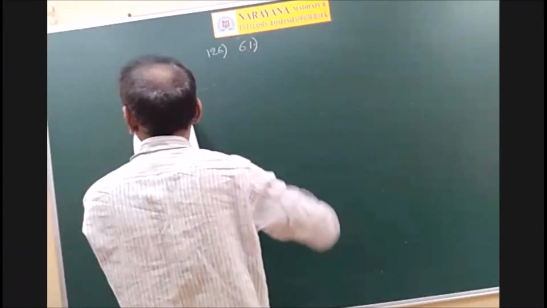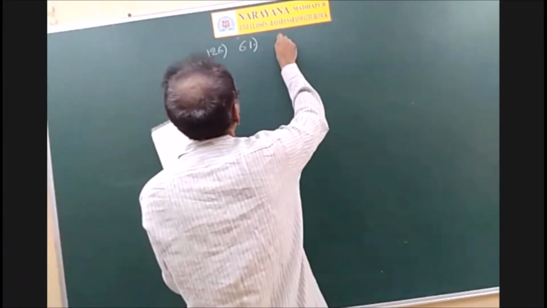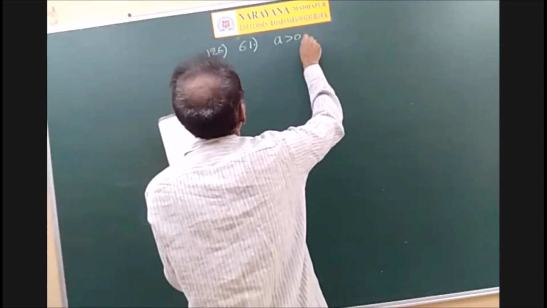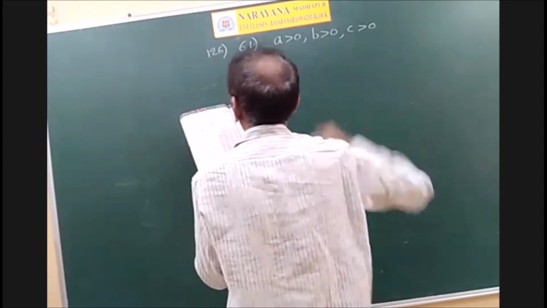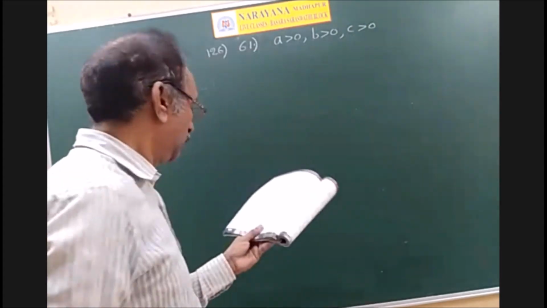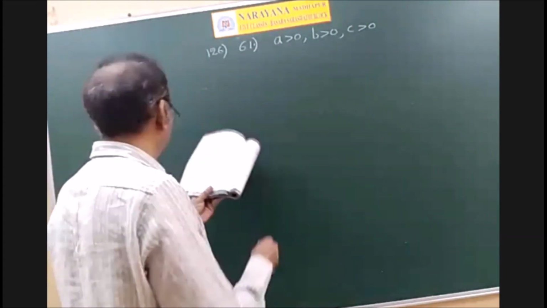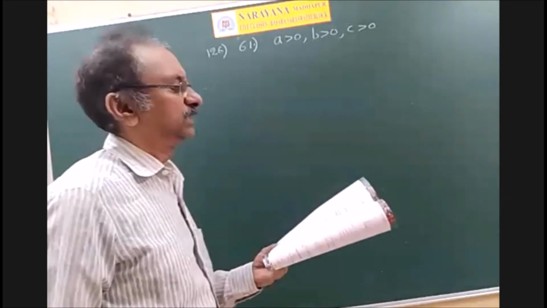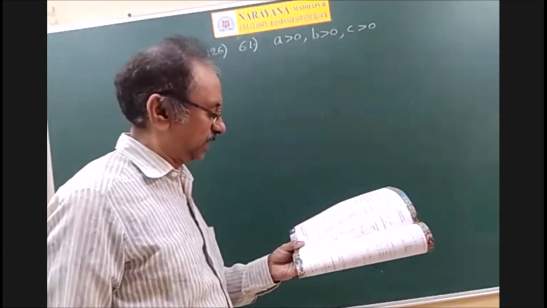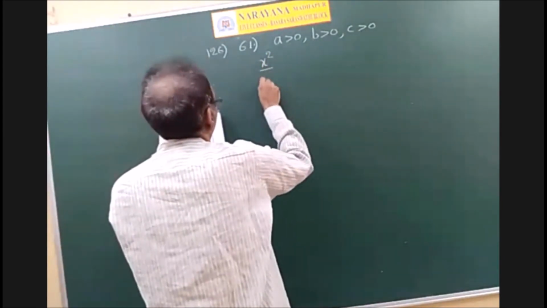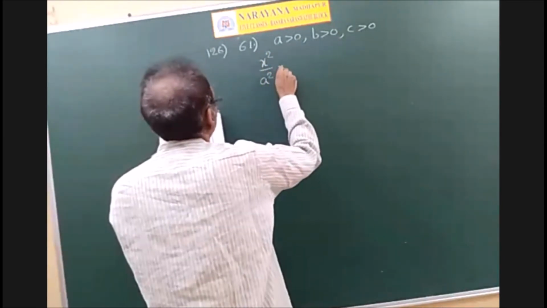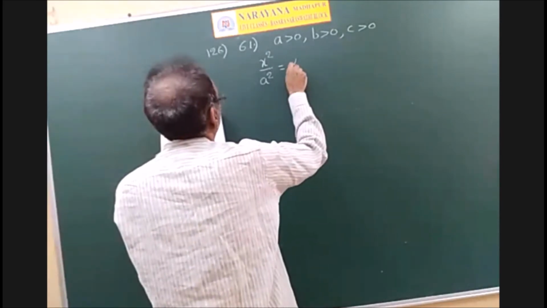A, B, C are positive numbers. A is positive, B is positive, C is positive. The following system of equations in x, y, z. So I will do one thing. These are x square by a square like that. So I will put x square by a square equal to, I will name it as alpha.